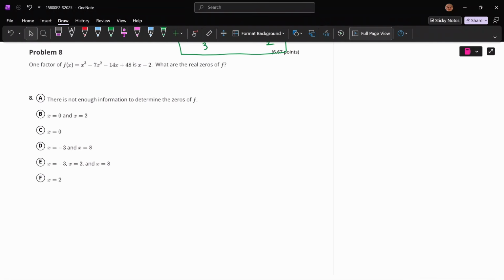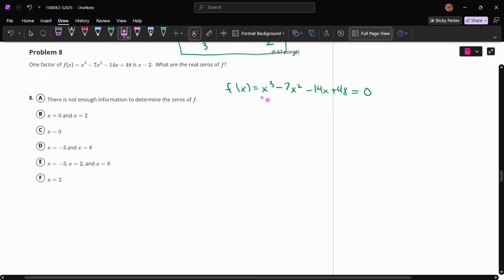Okay, so let's start with what the question is actually asking. It's basically asking how many possible values for x there are when we set this equation equal to 0. So let me write that over here. f of x is equal to x cubed minus 7x squared minus 14x plus 48, and we have to set this equal to 0. And we need to find how many numbers for x we can come up with to satisfy this and end up with 0 when we plug that number in.